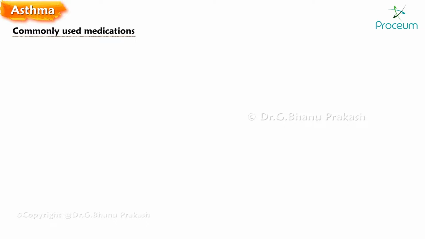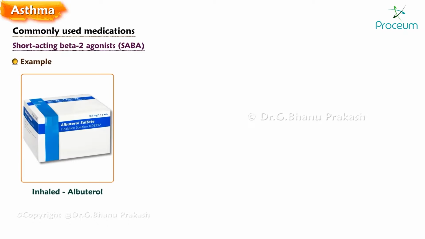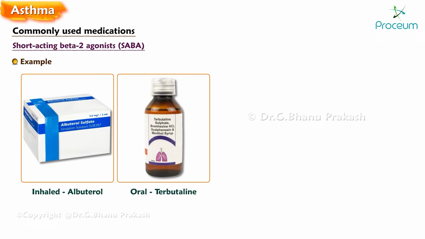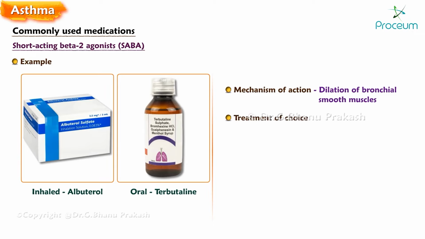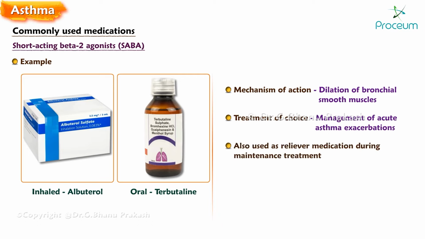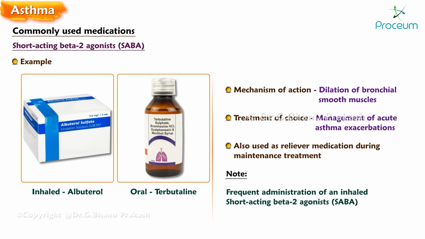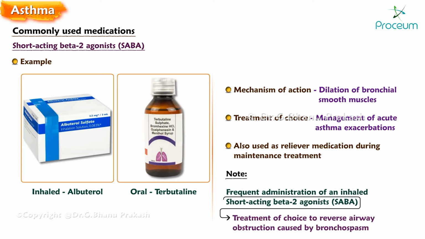Commonly used medications in asthma. Short-acting beta-2 agonist, SABA. Example: inhaled albuterol, oral terbutaline. Mechanism of action: dilation of bronchial smooth muscles. Treatment of choice in the management of acute asthma exacerbations, also used as reliever medication during maintenance treatment. Note: frequent administration of an inhaled short-acting beta-2 agonist, SABA, is the treatment of choice to reverse airway obstruction caused by bronchospasm.